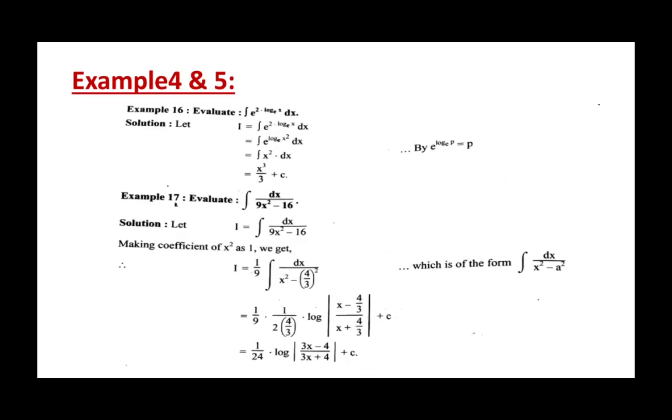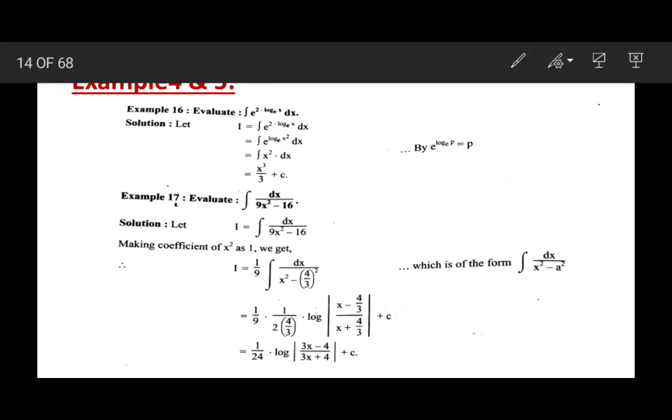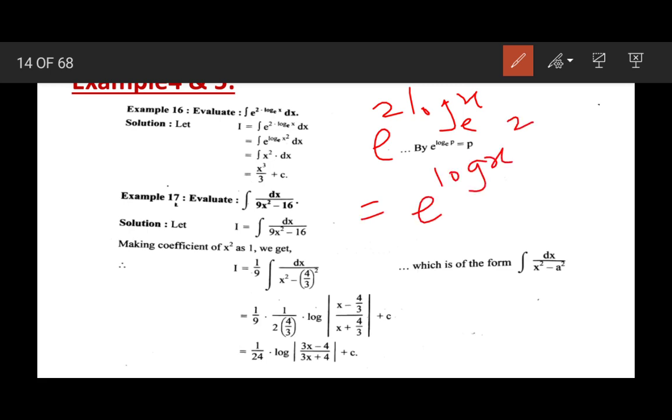Then see the fourth sum: integral of e raised to 2 log x to the base e. Can I write this as e raised to log x square to the base e? Now since the base and the base both are the same, they cancel out and it will be simply x square. Finally I am getting the integral of x square dx, and the integral of x square is x cube upon 3 plus c.